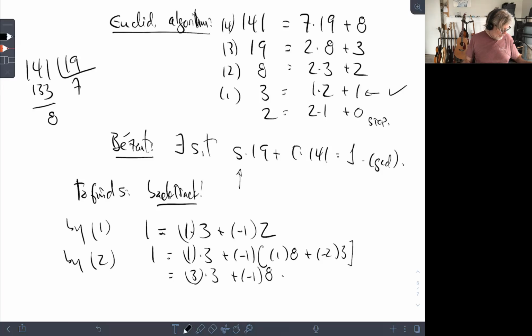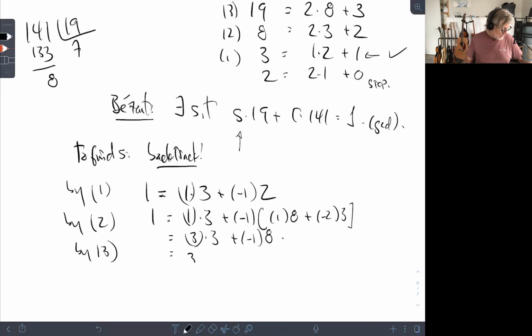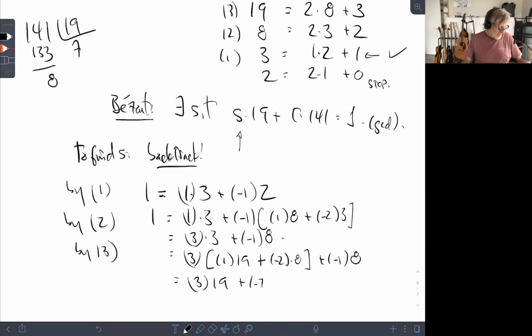Then I'm going to use the third one. So 3 is 19 minus 2 times 8. So that's 3 times 1 times 19 plus minus 2 times 8 plus minus 1 times 8. So this is 3 times 19 plus minus 7 times 8. If you spot a mistake, tell me.